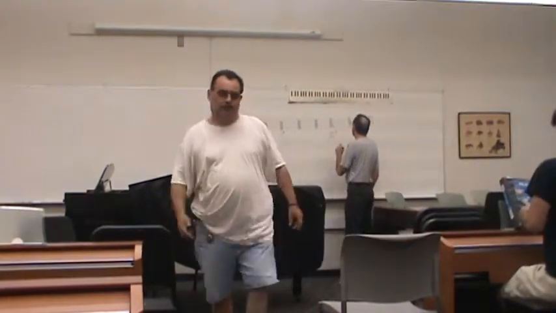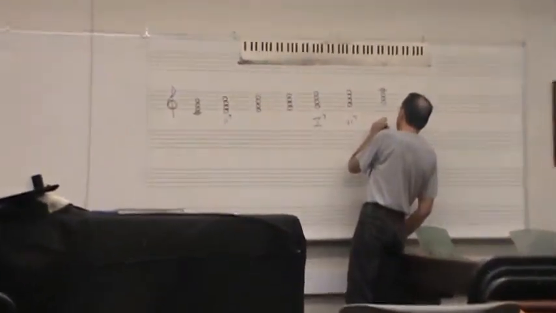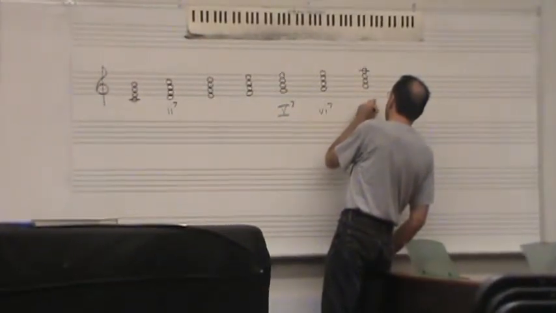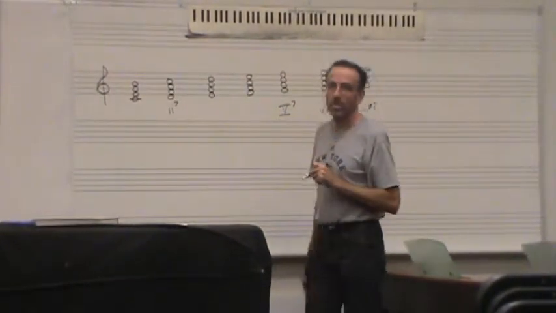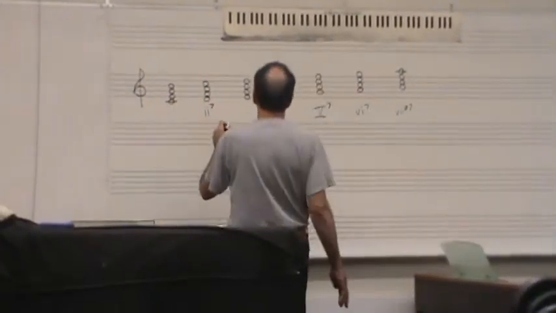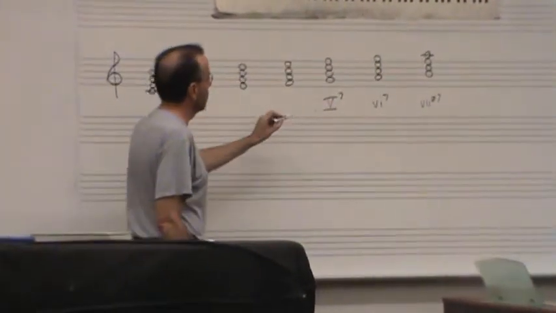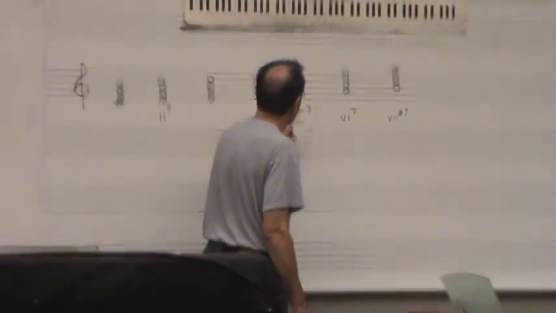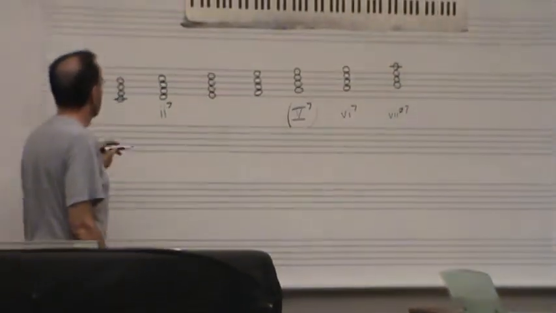Okay, so are the 2/7, the 6/7, and the 7 half diminished 7. Okay, so those are our really, again, besides this one, those are the most often used ones.